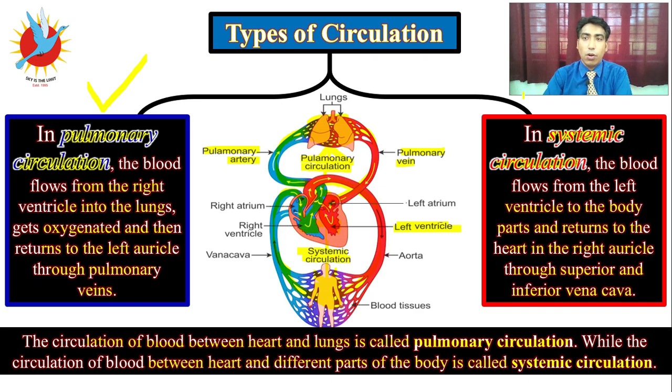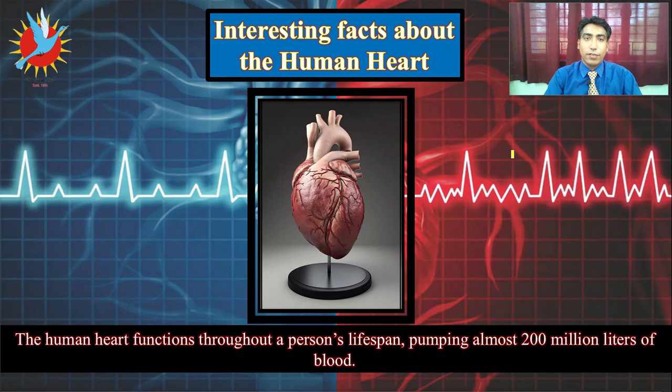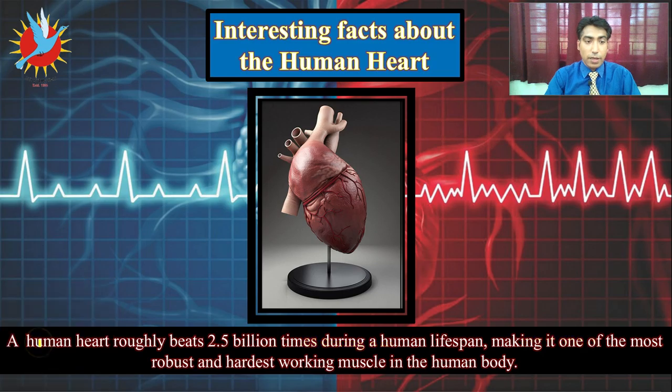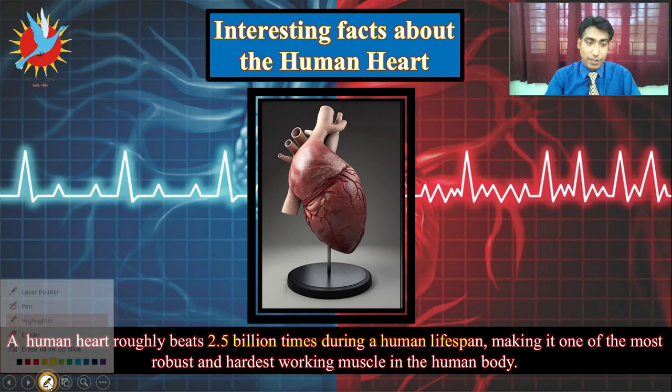So we will jump to the next concept, which is interesting facts about the human heart. The first fact is that the human heart functions throughout a person's lifespan, pumping almost 200 million liters of blood. This is our second interesting fact: a human heart roughly beats 2.5 billion times during the human lifespan, making it one of the most robust and hardest working muscles in the human body. So isn't it amazing?